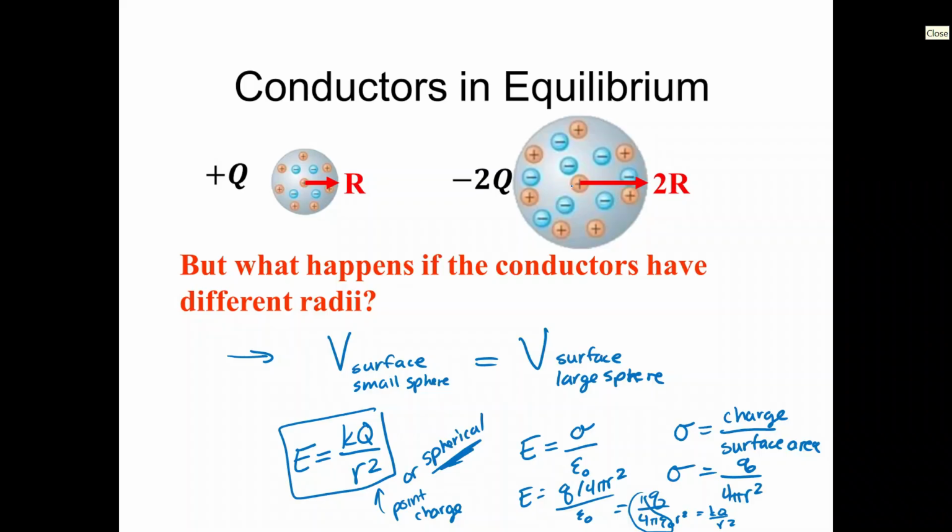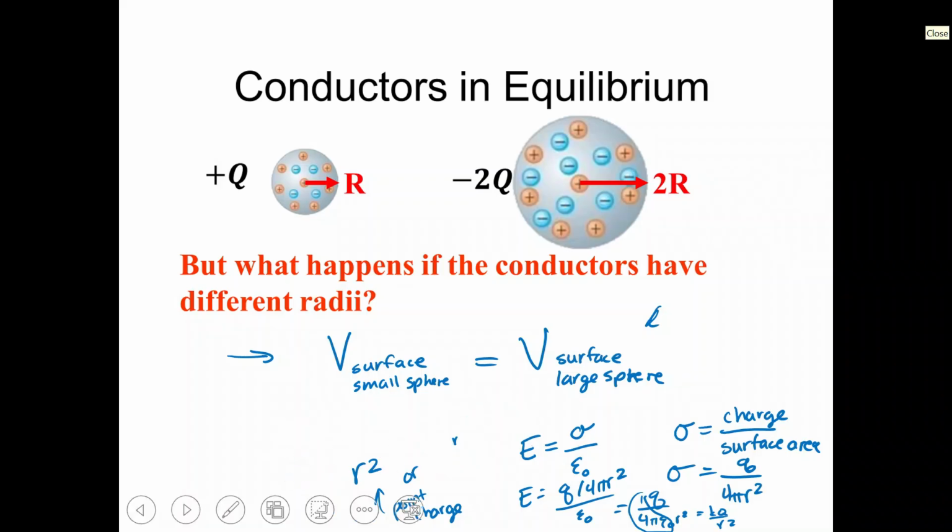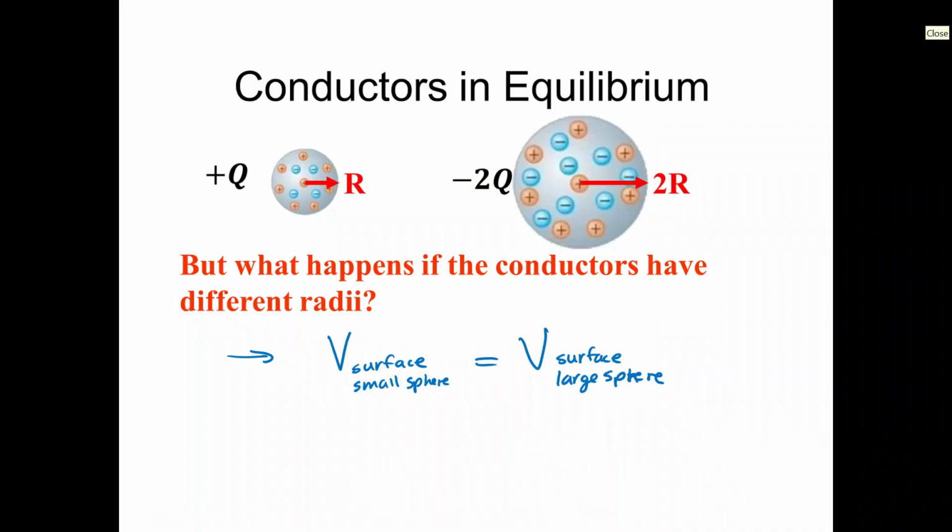So basically, this big sphere acts like a point charge as long as you're outside of its radius. Inside, there's no electric field because conductors cannot have electric field inside of them. But outside, it works fine. So how does that relate to our electric field? Well, let me simplify this down a little bit. We know that E is equal to kq over r squared for the sphere.